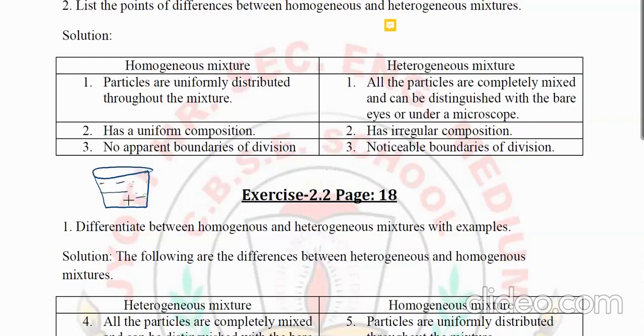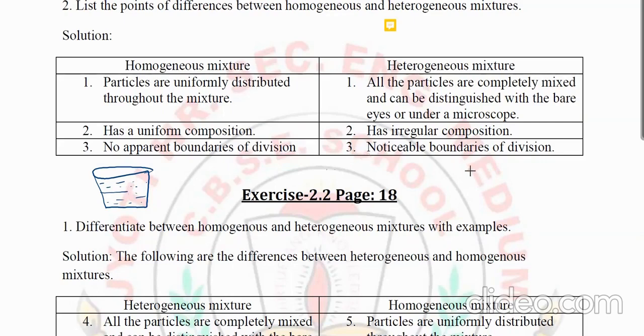Okay, let's say I have taken water and dissolved salt in it. We will not see the salt and water as different. This particular solution will be seen as one single component. It means you will see only water until you taste it. On tasting it, you will feel the saltiness, which means salt has been dissolved in it. But by our eyes, by our visibility, it is not possible to distinguish it. No apparent boundaries of division between the two components will be seen.